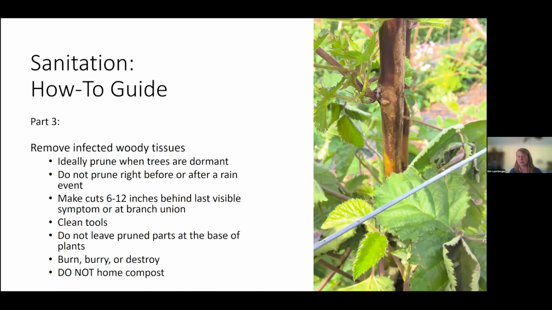Well, we do it with pruning, and we kind of have some rules and guidelines when it comes to pruning, because when we prune, we want to make sure that the wound that we're creating is not a space that invites pathogens into that plant to continue that problem, or make sure that we don't cause any further issues for that plant. So we have to do it at the right time. We have to do it in the right way.